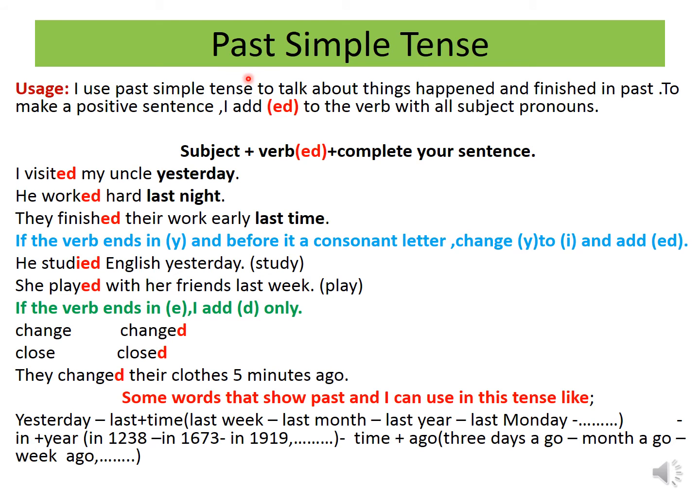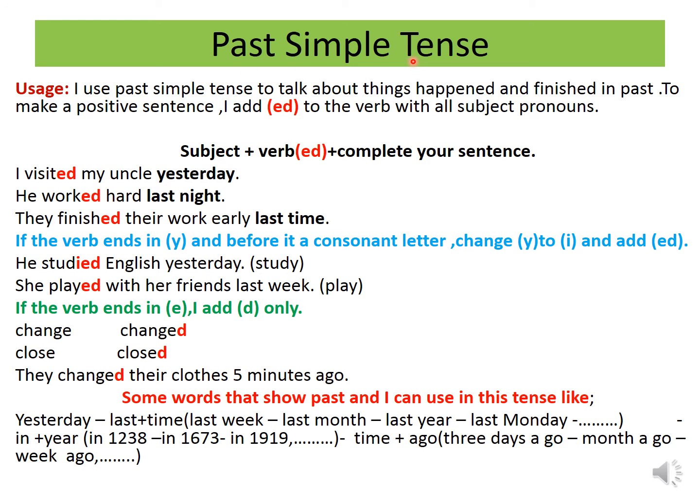Today we will learn together past simple tense. Past means happened before, not now. Already something happened before. The usage: I use past simple tense to talk about things that happened and finished in the past. To make a positive sentence, how to make a positive sentence? Just add ed to the verb with all subject pronouns.